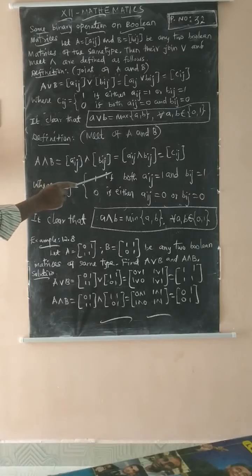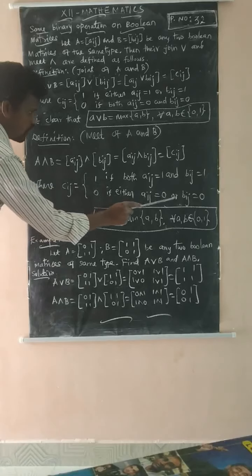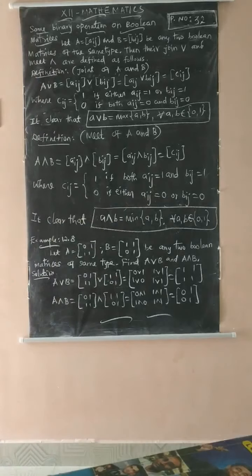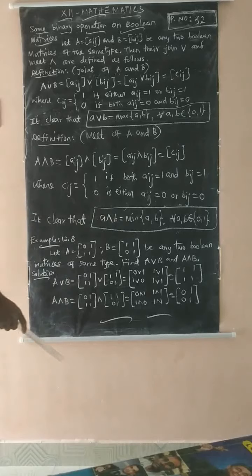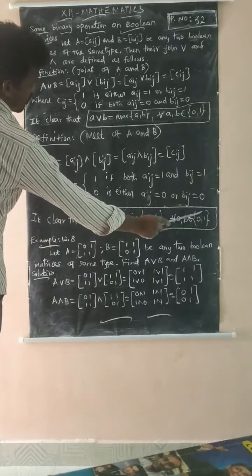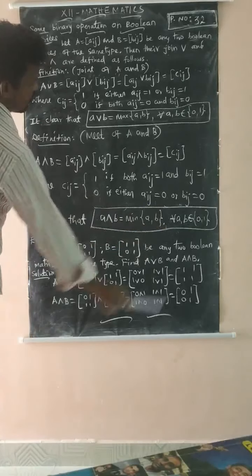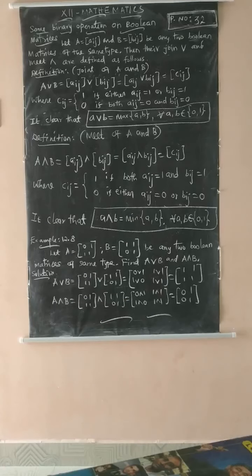if both Aij equals 1 and Bij equals 1, and 0 if either Aij equals 0 or Bij equals 0. It is clear that a meet b is equal to the minimum of a comma b, for every a comma b belonging to the set {0, 1}. Which is the definition, friends.